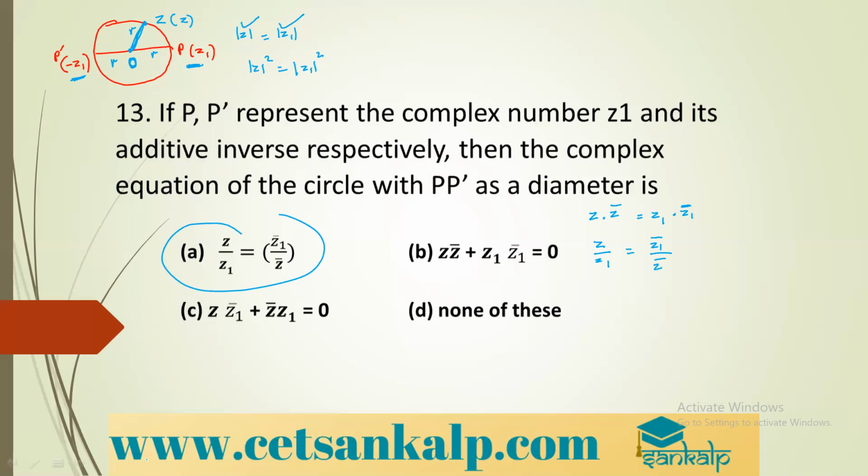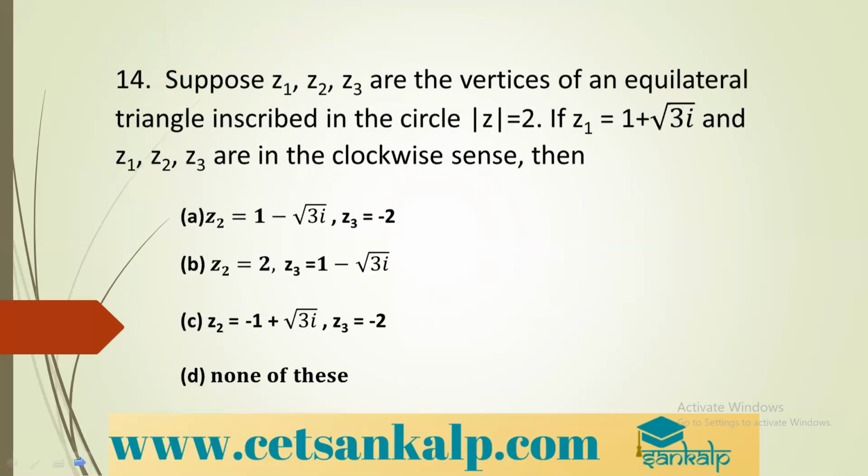Okay, coming to the next question. Suppose Z1, Z2, Z3 are vertices of an equilateral triangle inscribed in the circle modulus of Z equal to 2. If Z1 equal to 1 plus root 3i and Z1, Z2, Z3 are in clockwise sense, then which option can you select? There are 3 options and the fourth one is nothing, obviously.